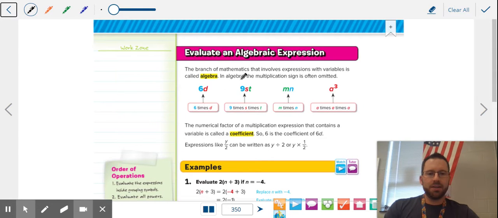Now, in these expressions here with numbers and letters, the number itself is called a coefficient. It tells you how many d's there are. This is 6 times d. Okay, 6 groups of d.